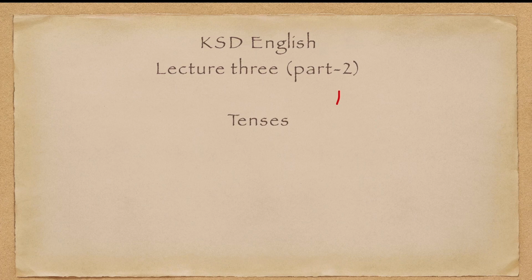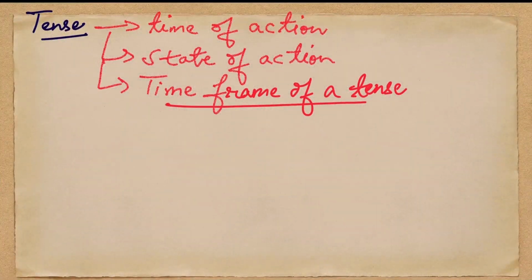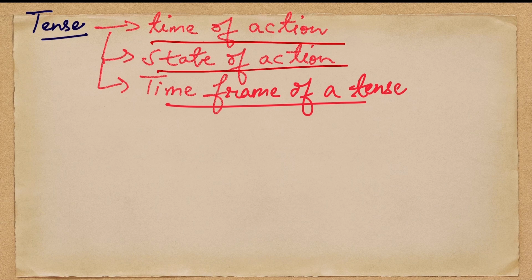We have discussed the present tense. So we are here to discuss past indefinite or simple past. Simple present has been discussed. So let's move on. Tense, we have discussed what is the tense: time of action, state of action, time frame of action. It is represented by tense. So it was discussed in the first lecture of the tense.